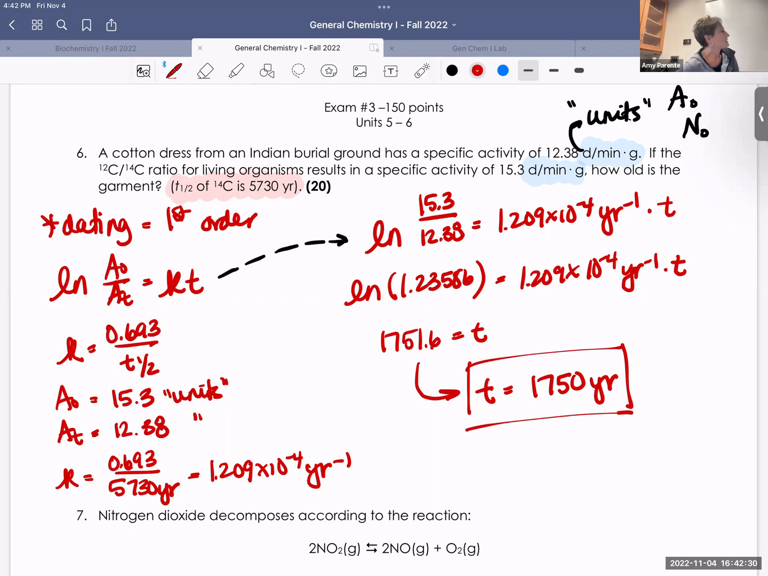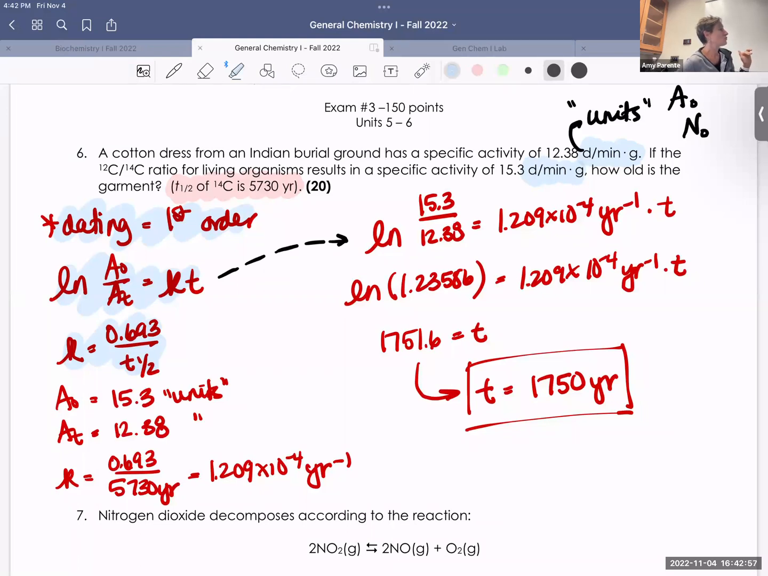If we're talking about doing anything that is dating and we're using radioactive decay, we have to remember that it's first order. Anything that is radio dating is going to be first order. So these then are the equations that we need to use. Those are always going to be our equations for first order processes.